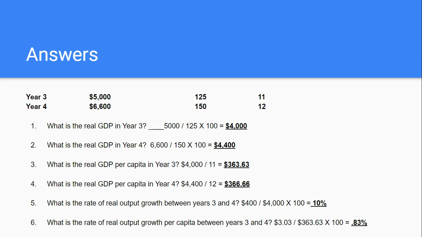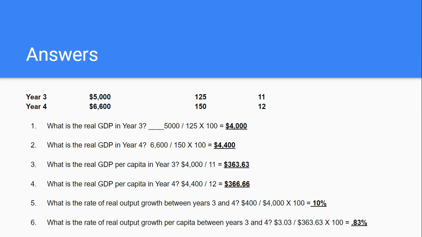Same thing for number 2, except you're using different numbers because it's a different year. 6,600 divided by 150 times 100 to put it into a rate. And your GDP in real values is 4,400. If you wanted to look at how much each person in your economy is contributing in terms of real GDP, you would use what's known as real GDP per capita. Per capita basically means per person. And so you would take the real GDP divided by the population.